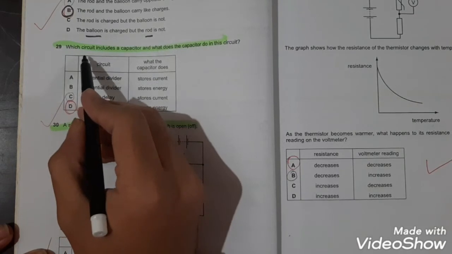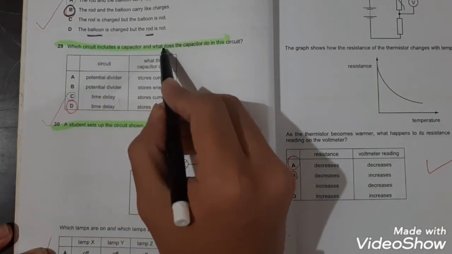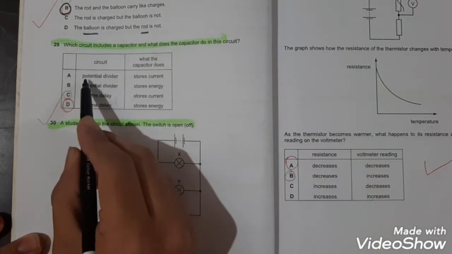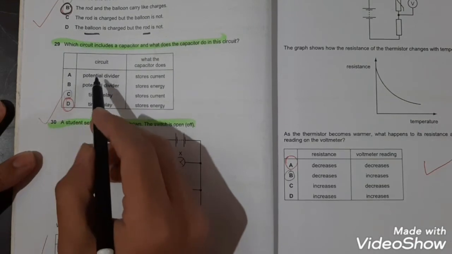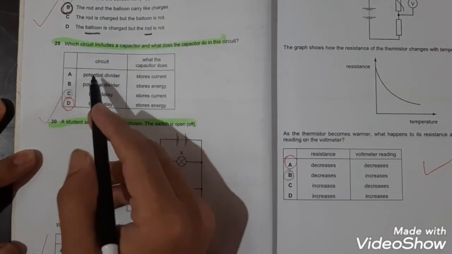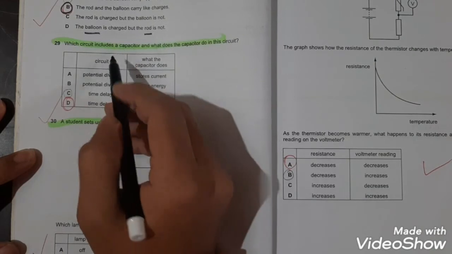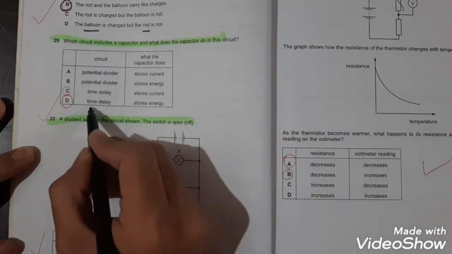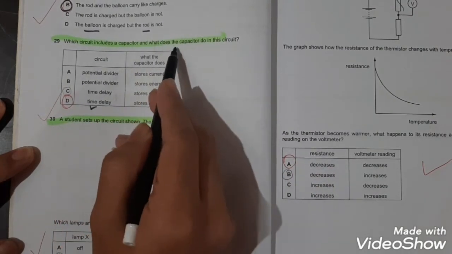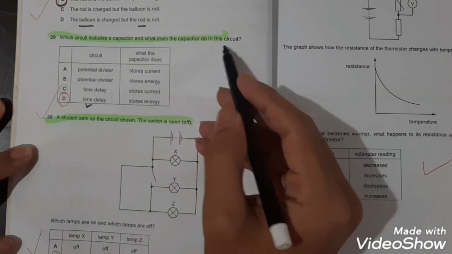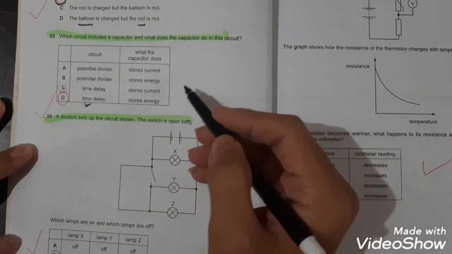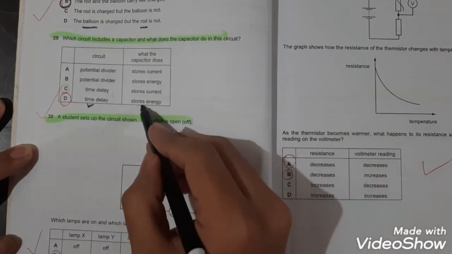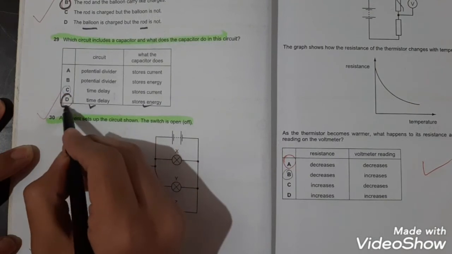Question 29 states, which circuit includes a capacitor and what does the capacitor do in this circuit? So in which circuit the capacitor is used? Is it used in potential divider or in time delay? So here the purpose that the capacitor is used in is time delay. So time delay is correct. Then what does the capacitor do? So the capacitor stores the energy so that when there's no energy, it can use that energy to power the circuit. So stores energy. So D will be the correct answer.